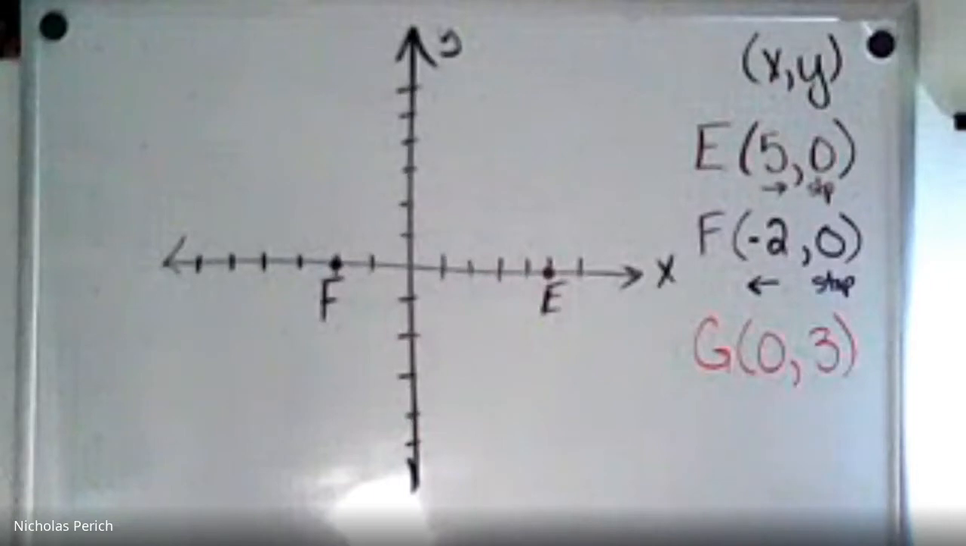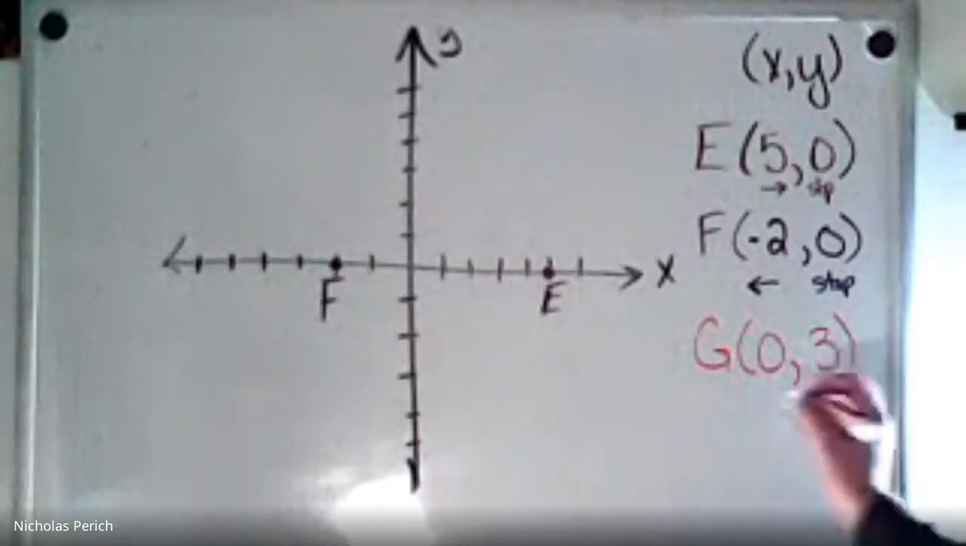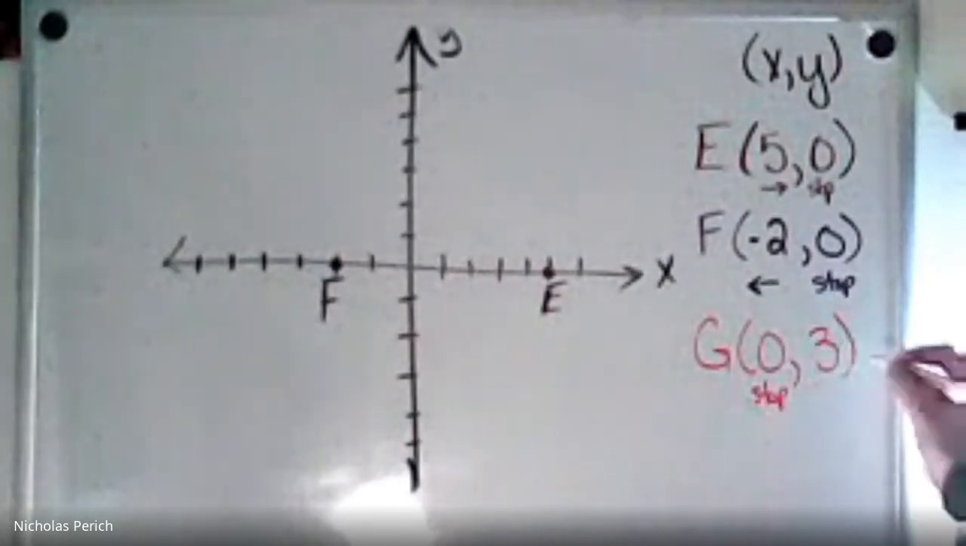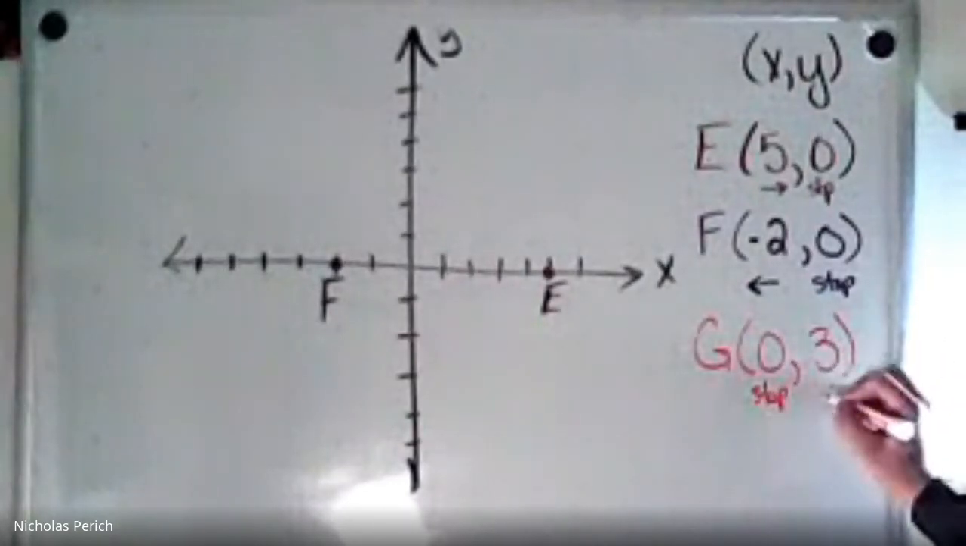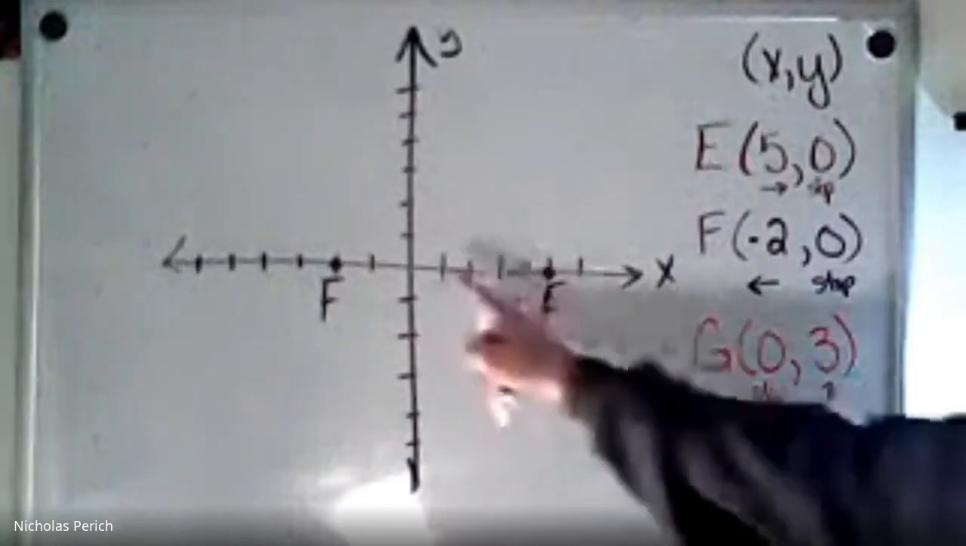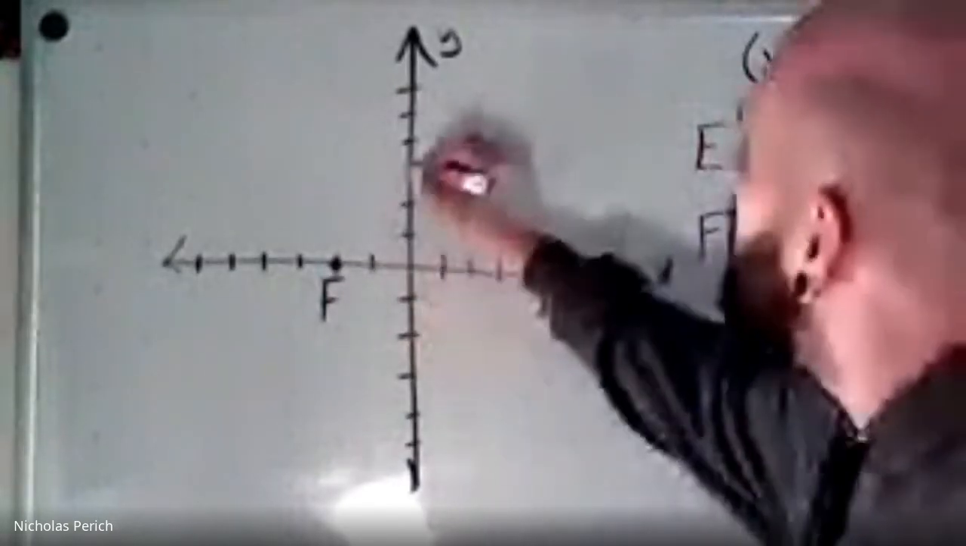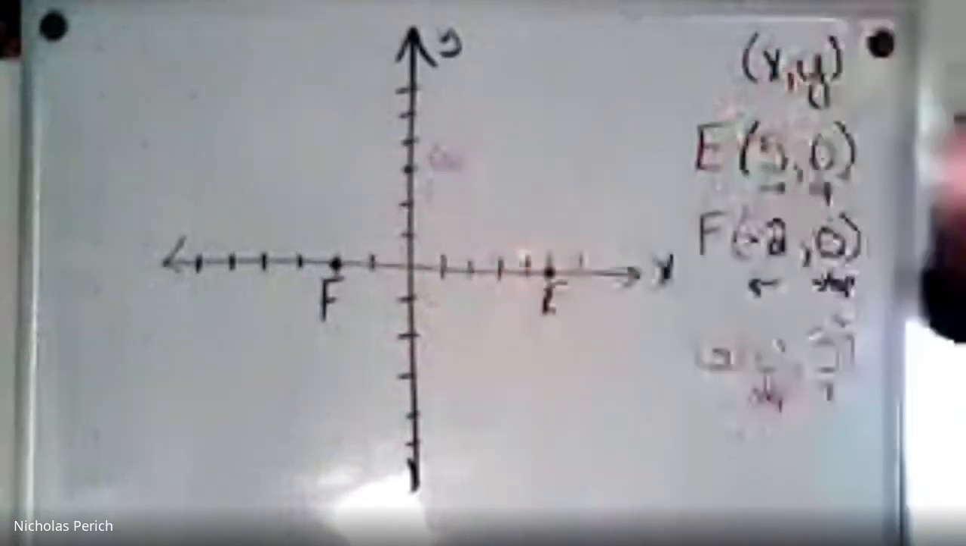So now my 0 is an x value, which means where do I go, left or right? I don't. I just don't move left or right. And since it's a positive y value, I go up 3 spaces. So go left or right 0, and then go up 1, 2, 3, put a dot there, and call it G.